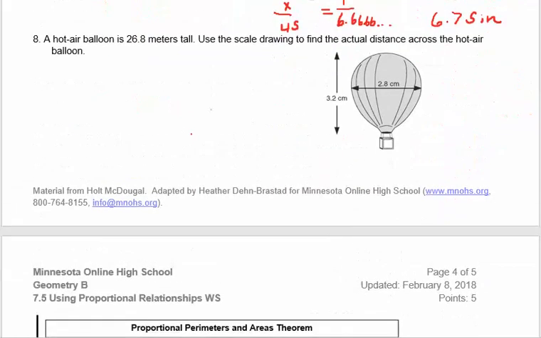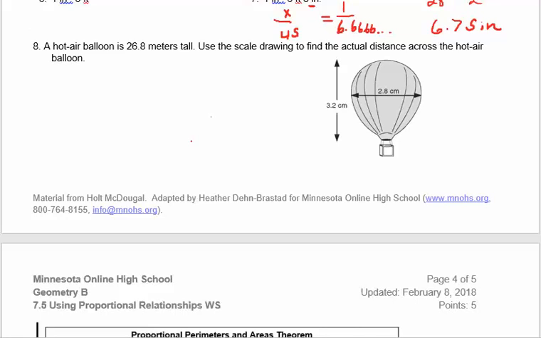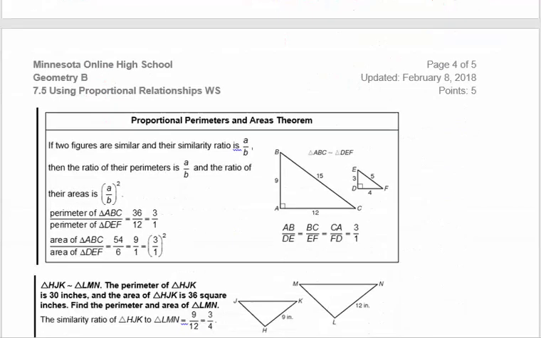All right, and then we have a hot air balloon. So again, we have the width here. And this is the height. I guess we'd call this the height. And an actual hot air balloon is 26.8 meters tall. So they're giving us the height of the actual. We know the height of the scale drawing is 3.2, and then you are trying to find the width, and we know the scale drawing's width is this. So you just set up your proportion and solve it.